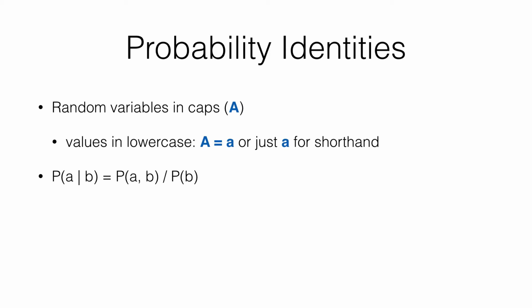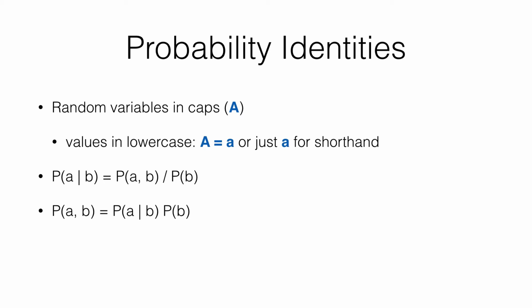So for example, when I write this probability identity, I'm using the shorthand form where the probability of lowercase a given b is the long form version of that, capital A equals a, capital B equals b. Okay, so this is the first probability identity you should either have memorized or just have a natural intuition for. It says that the conditional probability of A given B is equal to the joint probability of A and B divided by the probability of B by itself.